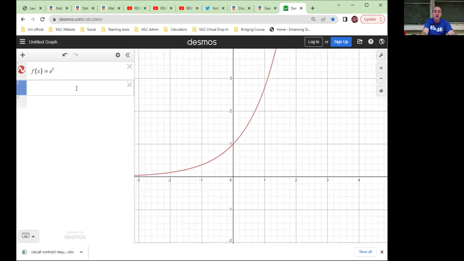And I'm going to put in the point 1. There's that blue dot there, that's the point I'm looking at. And now I'm going to make a polynomial. Bear with me.